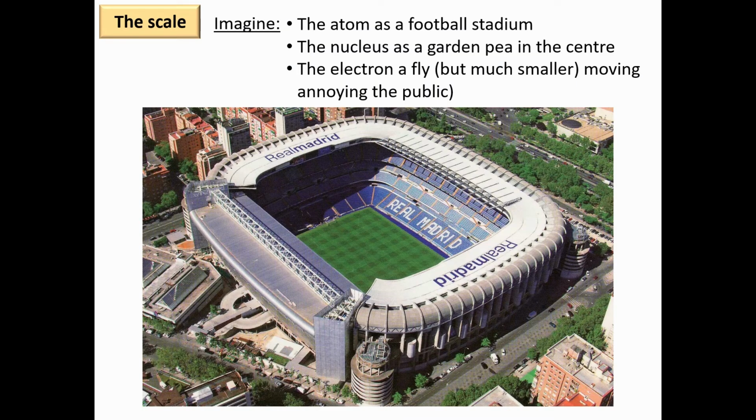So if you imagine the atom is like a football stadium, the nucleus is more like a garden pea in the center, somewhere in the picture that you won't be able to see. The electron will be more like a fly, flying around the stadium, but much smaller, with annoying noise.